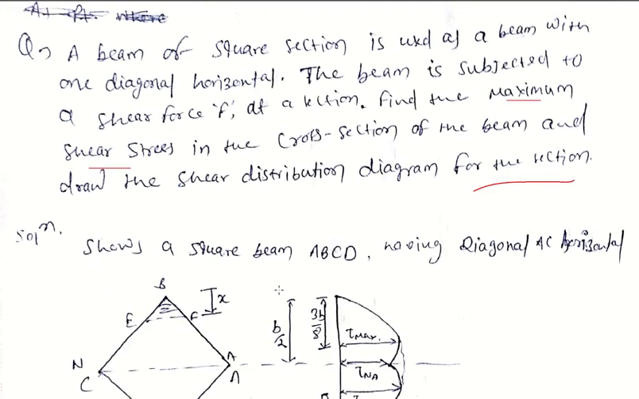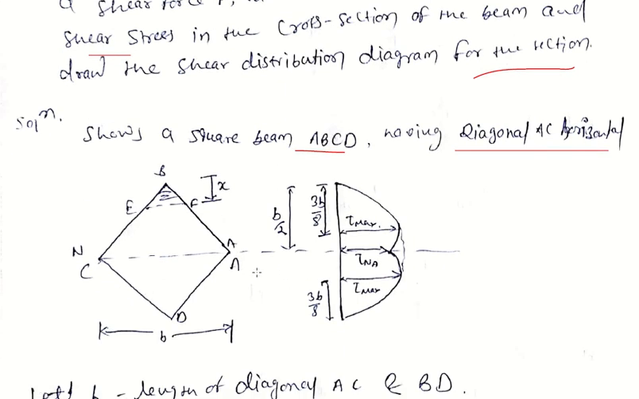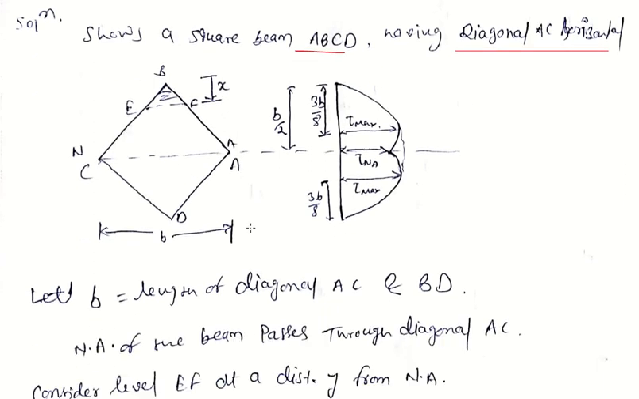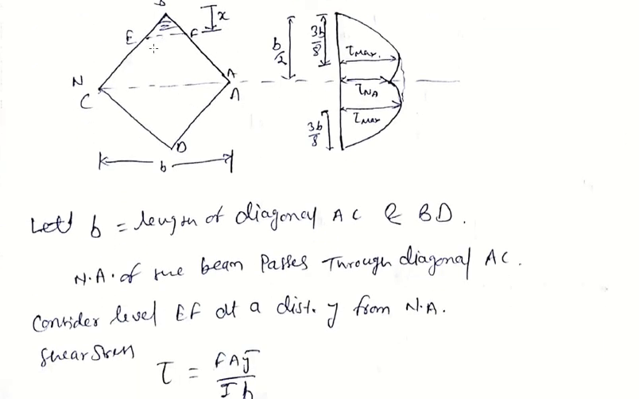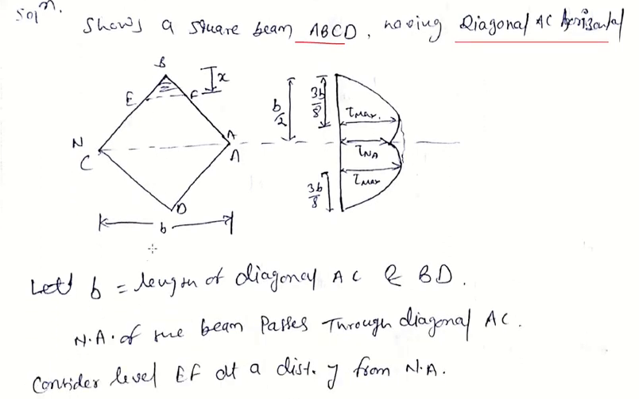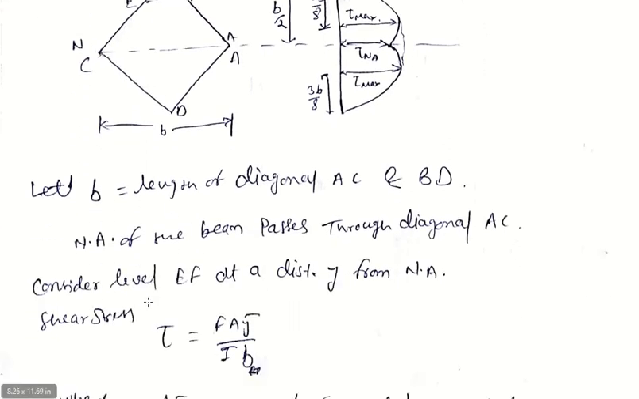So we consider a square beam ABCD having diagonal AC horizontal. So here AC is horizontal and the neutral axis is passing through AC. Let the diagonal width be b. So consider a part EF. Here we calculate the upper part first, which is similar to the lower part. Consider level EF at the upper part at a distance of y from the neutral axis.